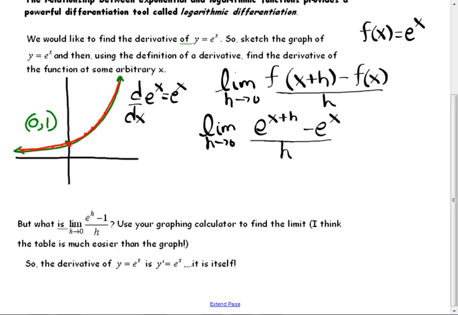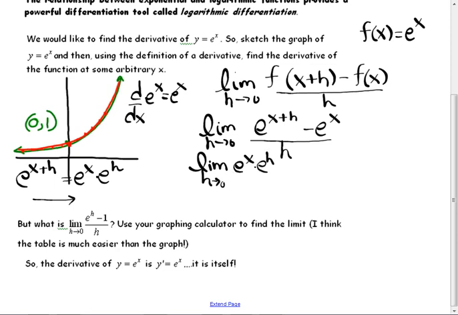Okay, and I don't know what to do with that, but I do know some properties of exponents. I can write e to the x plus h as e to the x times e to the h. Because you remember what you do with the exponents when you multiply? You add them. So I'm going this direction. Okay, so it's the limit as h goes to 0 of e to the x times e to the h, the only thing I can think of to do, minus e to the x all over h.